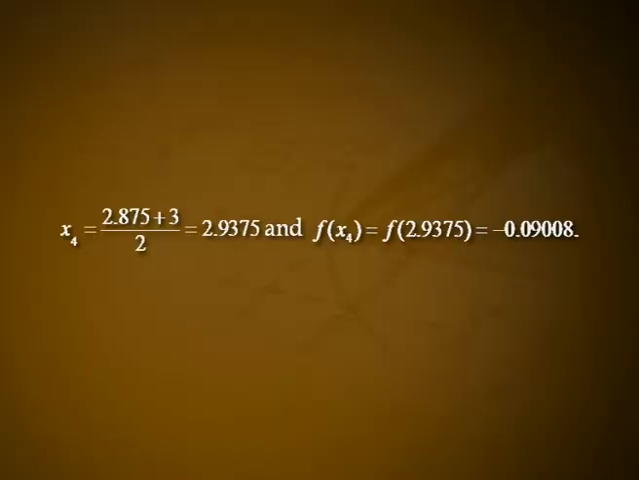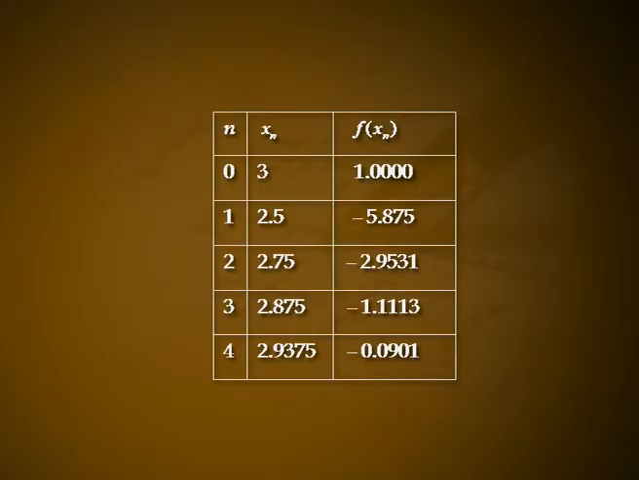3. Then x4 equals (2.875 + 3)/2, that is 2.9375, and f(x4) equals f(2.9375), that is minus 0.09008. The steps are illustrated in the following table. We accept 2.9375 as an approximate solution of f(x), since f(2.9375) equals minus 0.0901, approximately 0.